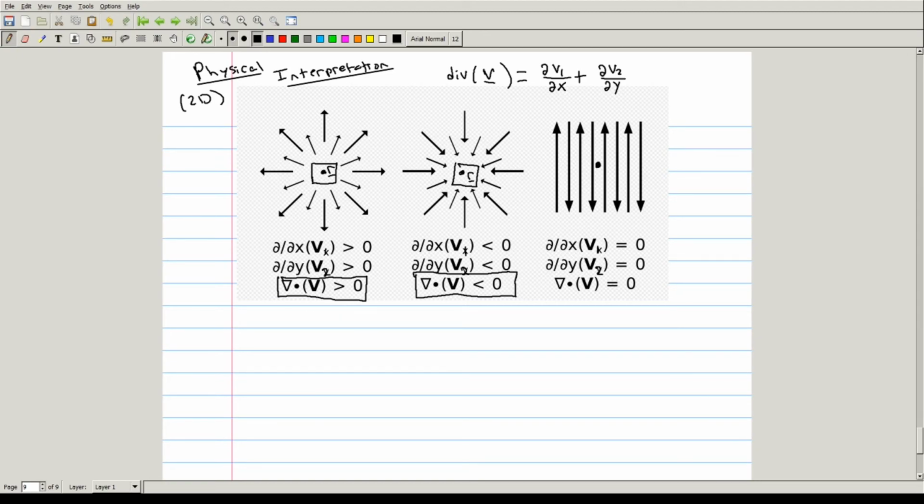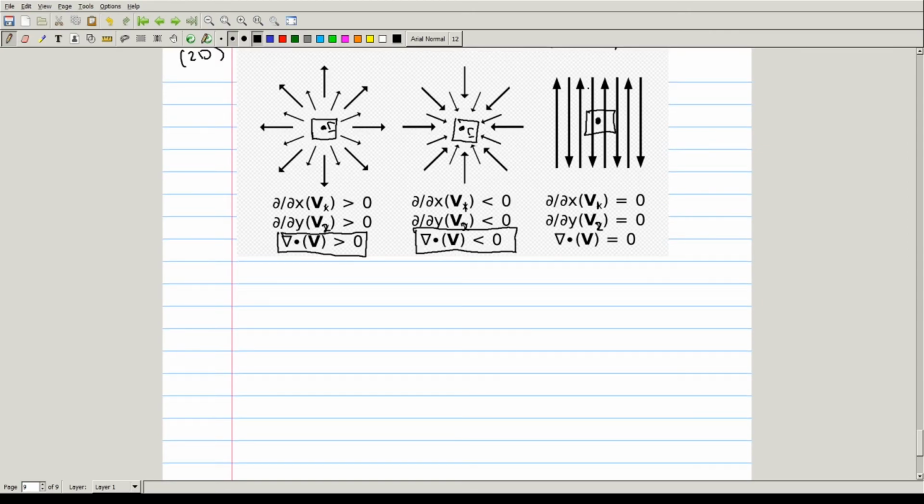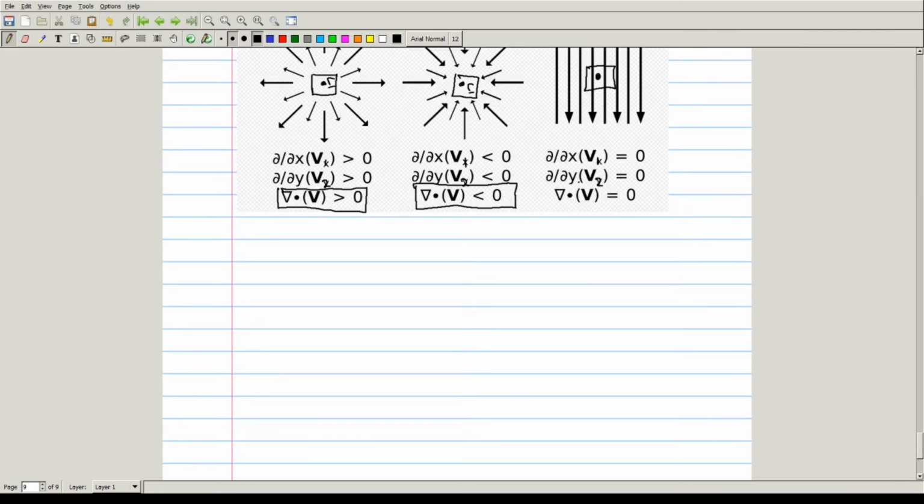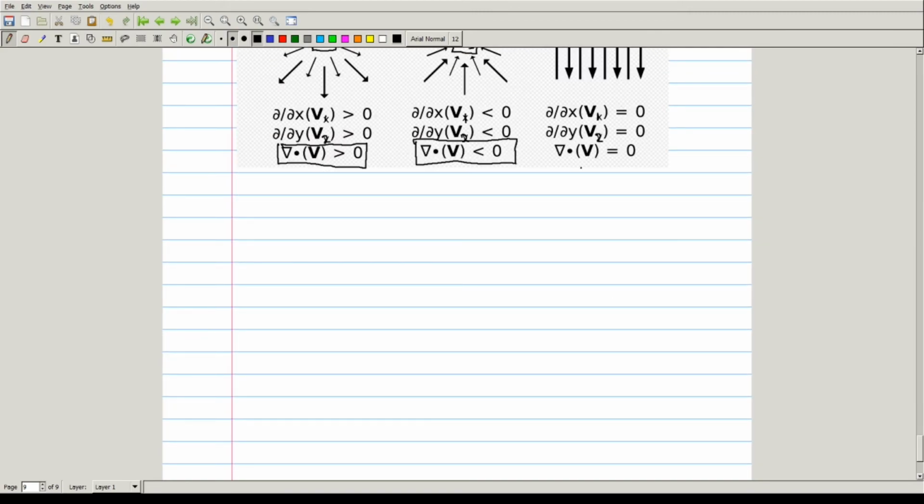And then the last case: if the divergence is equal to 0 at a point, then that means the total amount of vectors going into any small box around the point is exactly equal to the total amount of vectors going out of any box around that point. So there's no source or sink. The point is neither a source nor a sink. And this brings us to a very interesting definition of what's called an incompressible vector field.